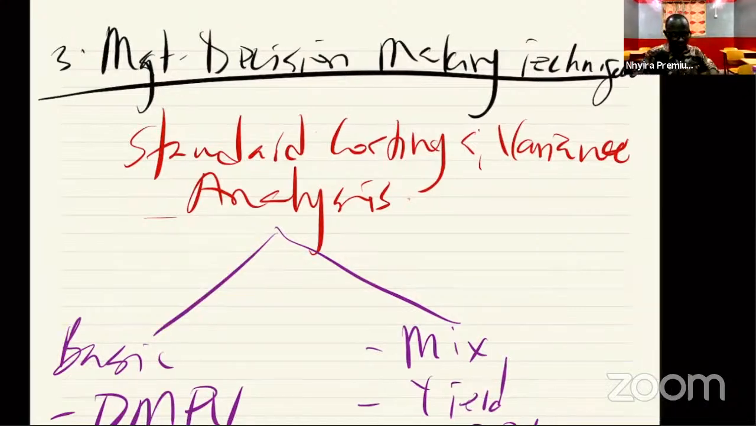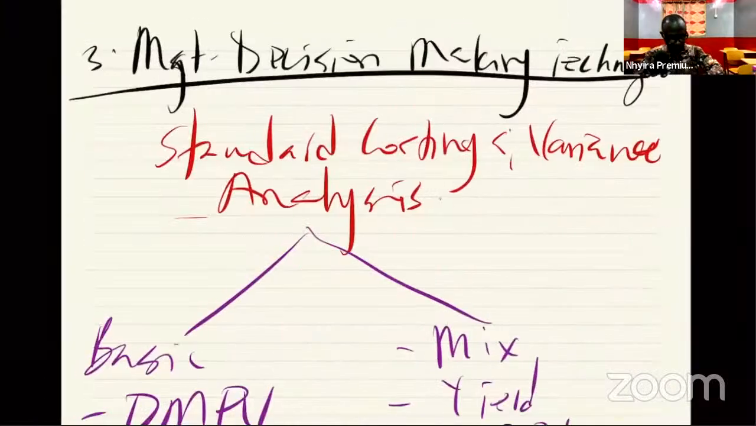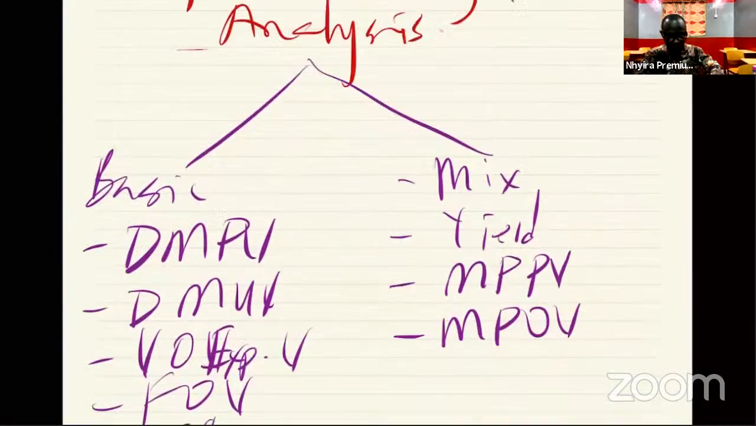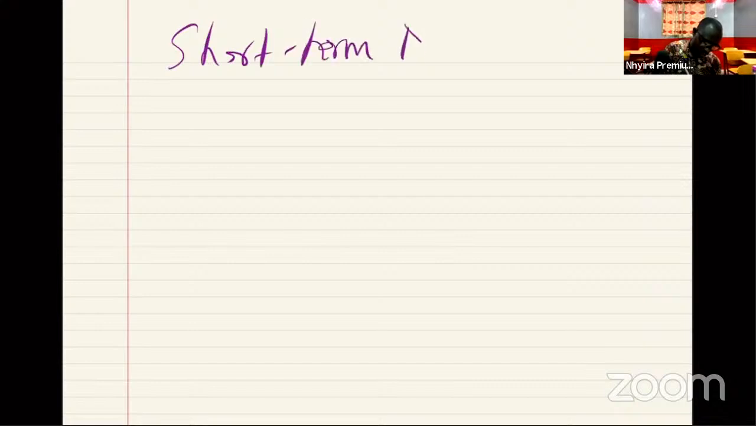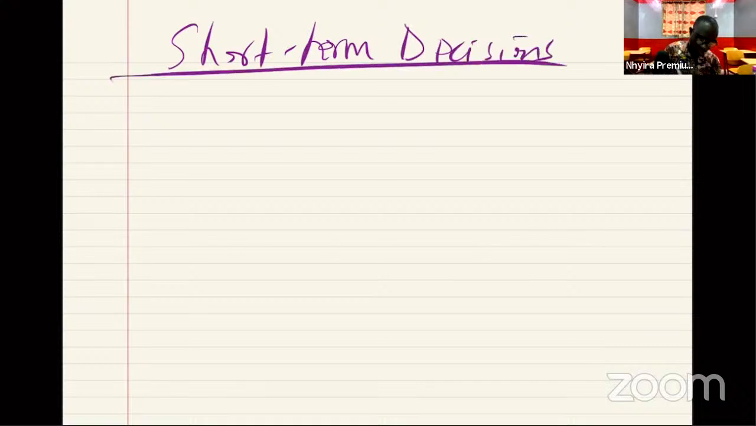Then from there, we come to short-term decisions. Short-term decisions are also a very critical aspect. This is 20% of your syllabus grading, and there are a lot of things that you're going to be looking at here about short-term decision making.